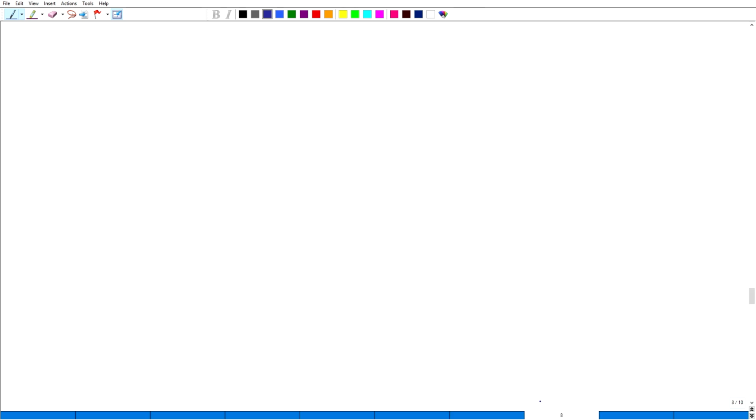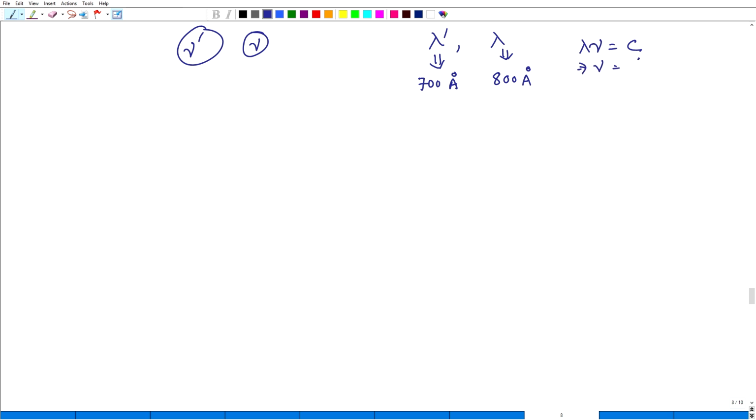Going to the next page, nu prime and nu we have to calculate. We know the lambda prime and the lambda. What is the lambda prime? Lambda prime is 700 Armstrong and lambda is 800 Armstrong. Okay, so we know lambda nu is equal to c, so nu is equal to c by lambda. So nu is actually c by 800 and nu prime is c by 700.